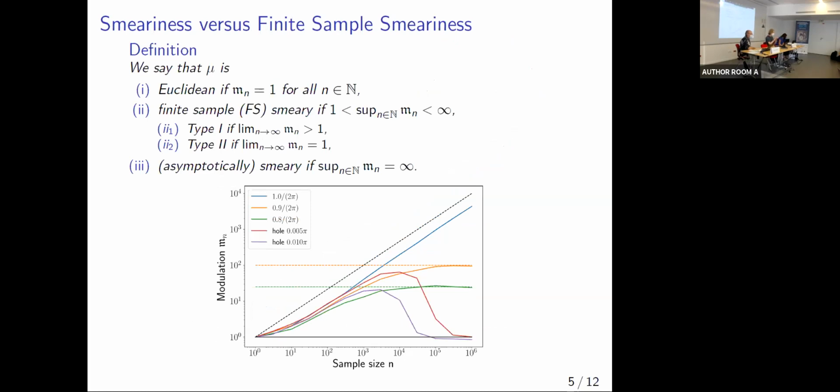As I said, we call this Euclidean if the modulation is constant 1. We call this asymptotically smeary, the point 3 here, if it diverges. But if it doesn't diverge, but its supremum is larger than 1, then we speak of finite sample smeariness. And as I already showed in the plot before, there are two cases we can distinguish, namely if the limit for n going to infinity is larger than 1, so we converge to a modulation that's larger than 1, we call this type 1 finite sample smeariness. And if it converges to exactly 1, so if it falls back off here, we call this type 2 finite sample smeariness. And this is basically just the order in which they were discovered.